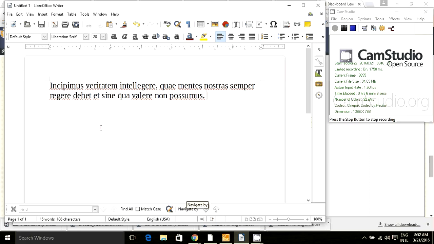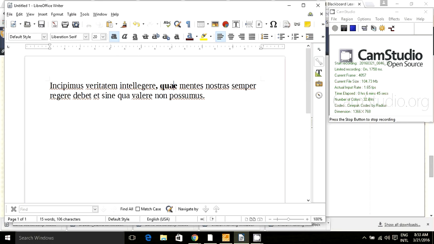Incipimus veritatem intellegere, quae mentes nostras semper regere debet, et sine qua valere non possumus. Okay, so our normal way of looking at things is to find a verb, but now we've got a new step, and that is to mark out different clauses as we go. So we're going to be looking for things that begin separate clauses. Well, relative pronouns, or commas, or in this case both, usually start their own clauses.